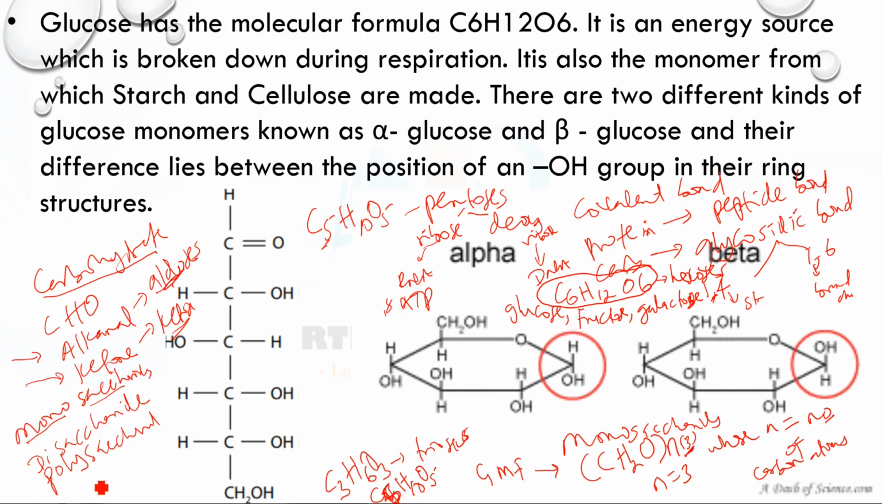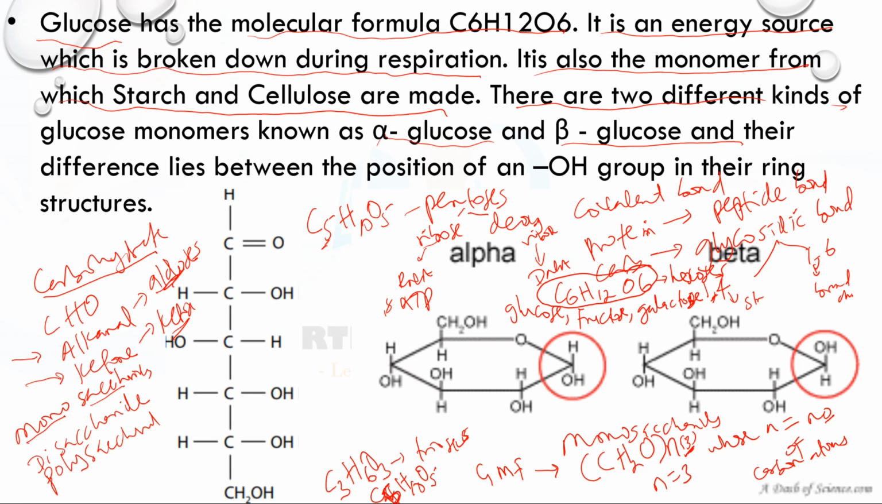Let's move on. So if you check what we have on the board here, we're dealing with glucose. Glucose has the molecular formula shown here. This is a healthy sugar. It is an energy source which is broken down during respiration. It is also the monomer from which starch and cellulose are made. There are two different kinds of glucose, and that's what we're going to look at now: alpha glucose and beta glucose, guys.